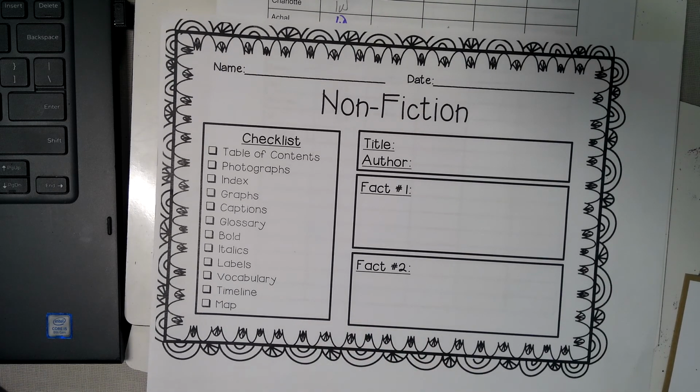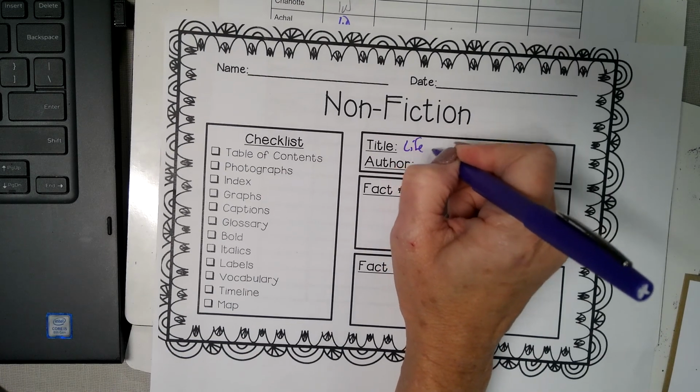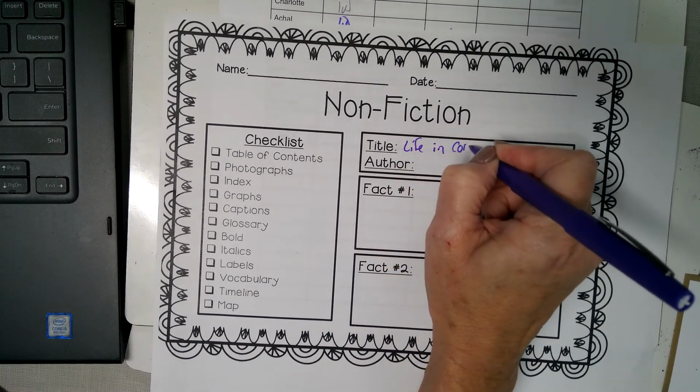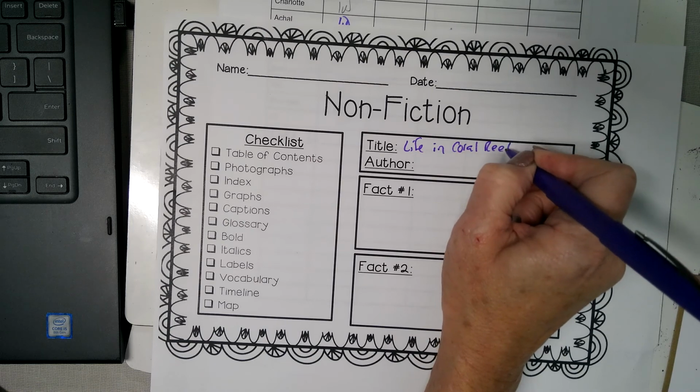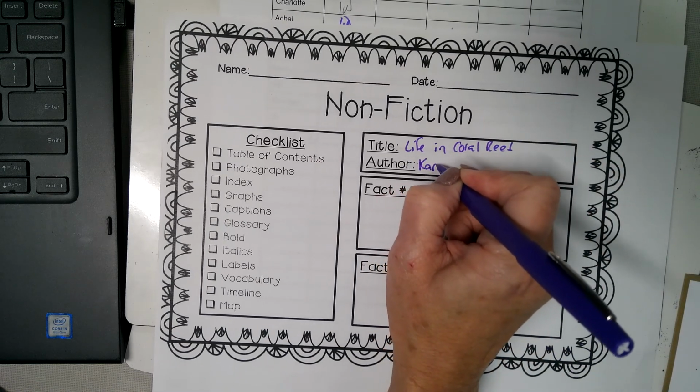So today, you're going to fill out this paper. You can either print it or you can copy it like this into your journal, but I'm going to put the title, Life in a Coral Reef again. And the author is Carrie Schutz. It's on the inside cover.